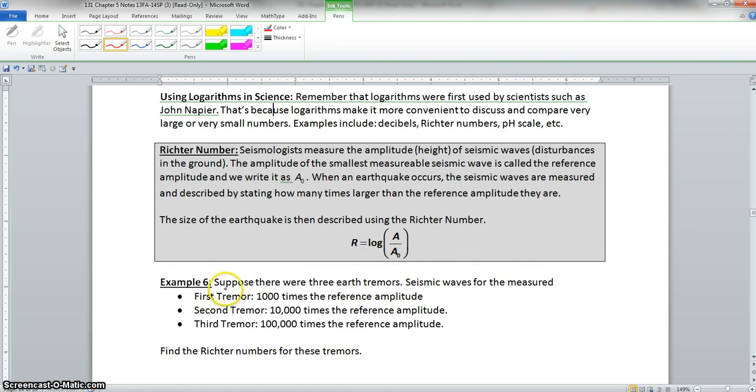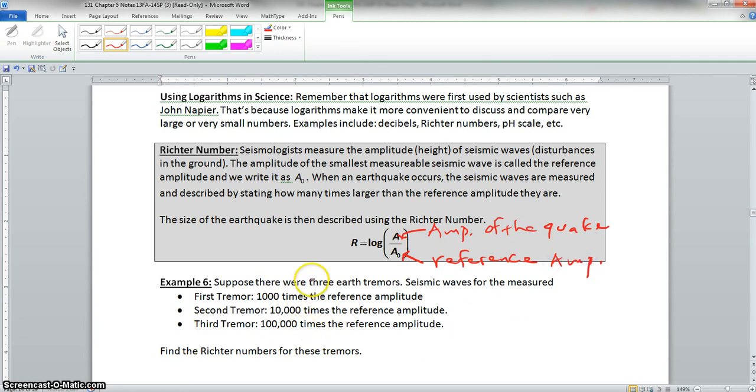Now, example 6. Well, first of all, let's designate this. This A in your numerator is the amplitude, I want to abbreviate this, of the quake. And then here at the bottom, this A of 0 is the reference amplitude.